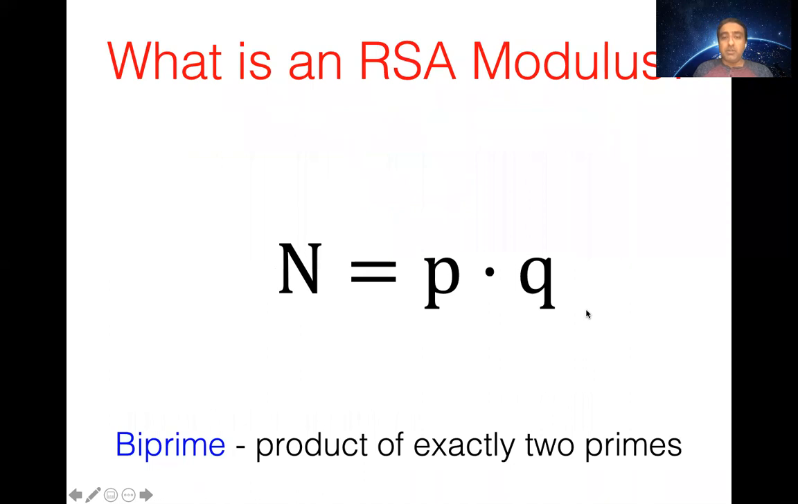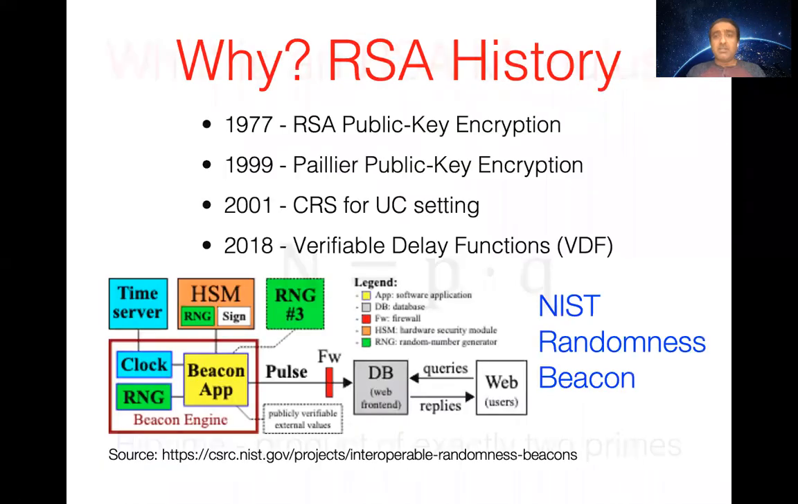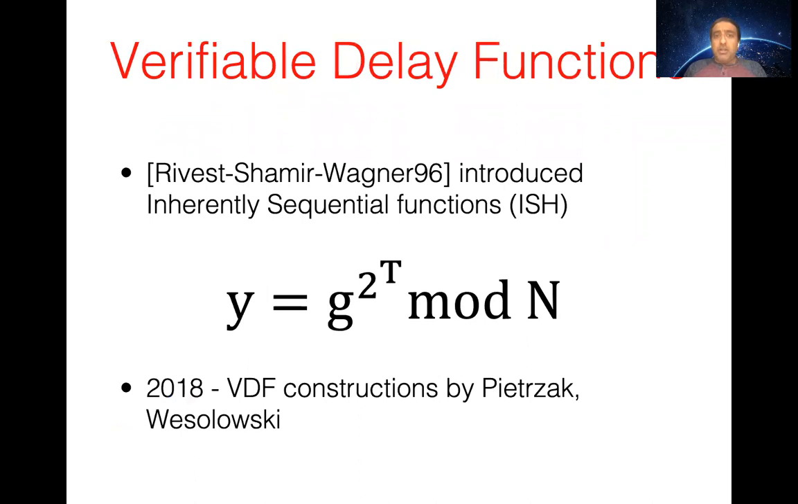What's an RSA modulus? It's simply a product of two primes, also referred to as a biprime. Since its inception for designing the first public key encryption, RSA has found use in several cryptographic primitives, most recent of which has been for the design of verifiable delay functions and, more recently, zero-knowledge SNARKs. I'm going to talk about verifiable delay functions, as this has been the motivation for our work.